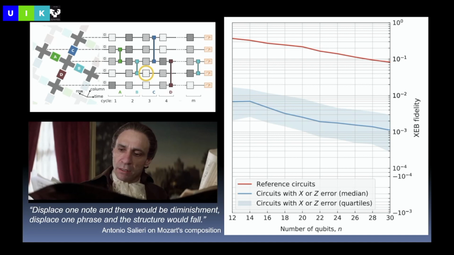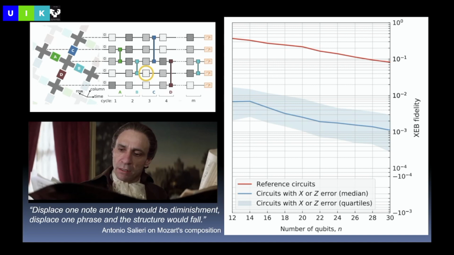Let's start with a classical instance of sensitivity to choices. Antonio Salieri was a rival to Amadeus Mozart, so he really hated him. Nevertheless, he had to confess that if you take a Mozart composition and change a single note, it really diminishes it, he wrote in his notes. So he had to confess to it.